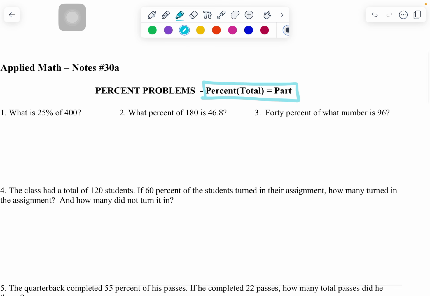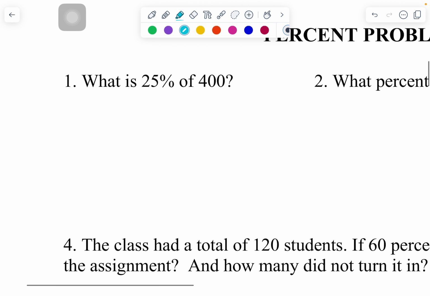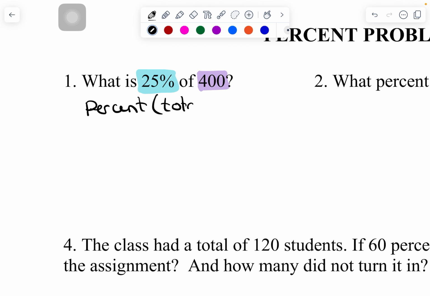And we're going to start with some basics. Okay, so what is 25% of 400? So here, I'm going to say obviously, right? The 25% is the percent. The total is the 400. And what we're looking for is the part. Okay, so it's going to be percent times the total equals part.